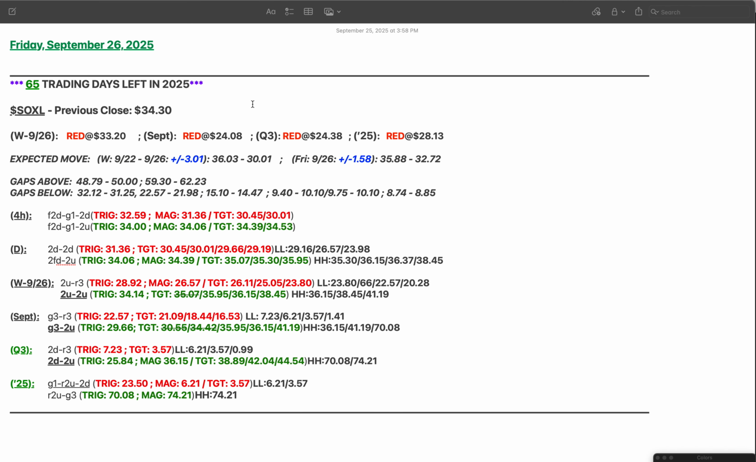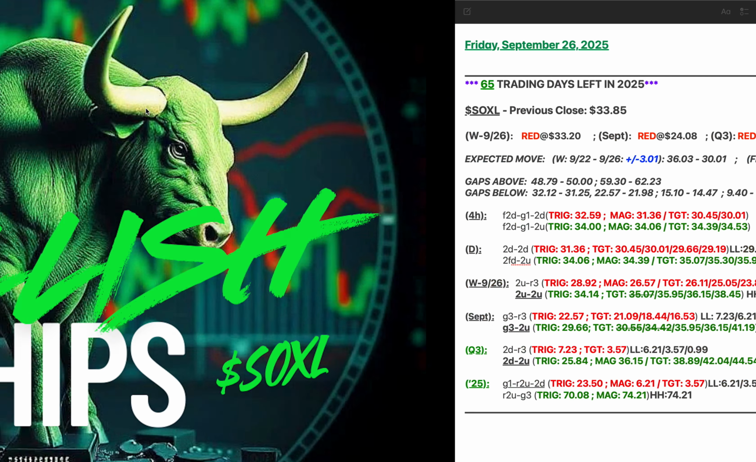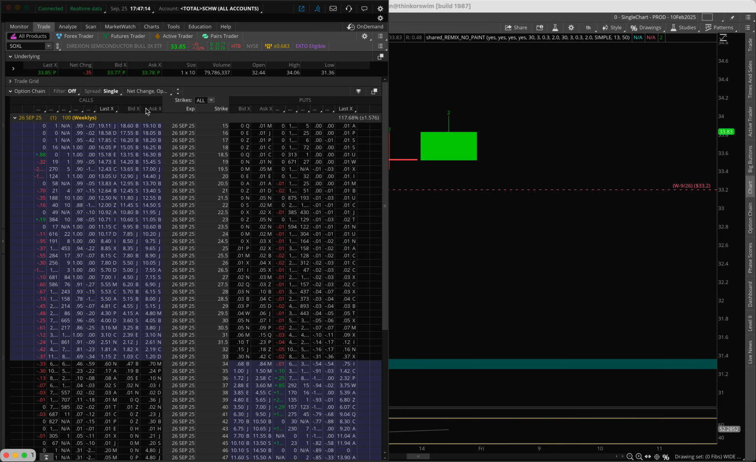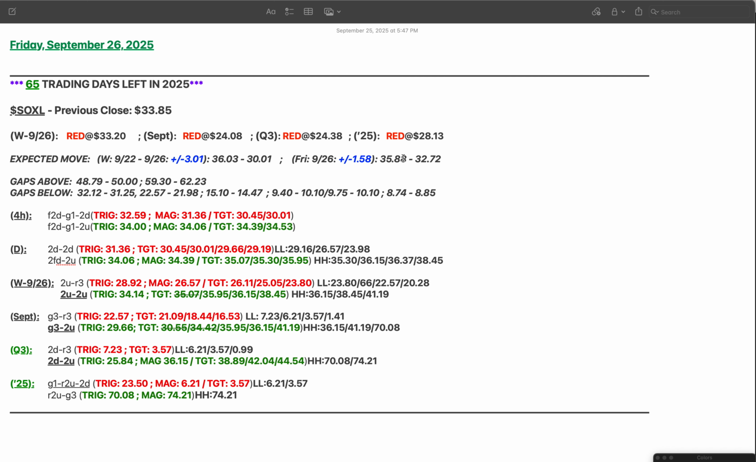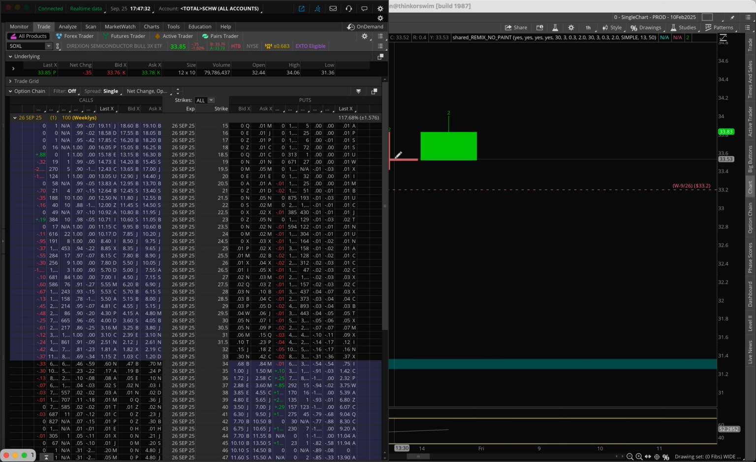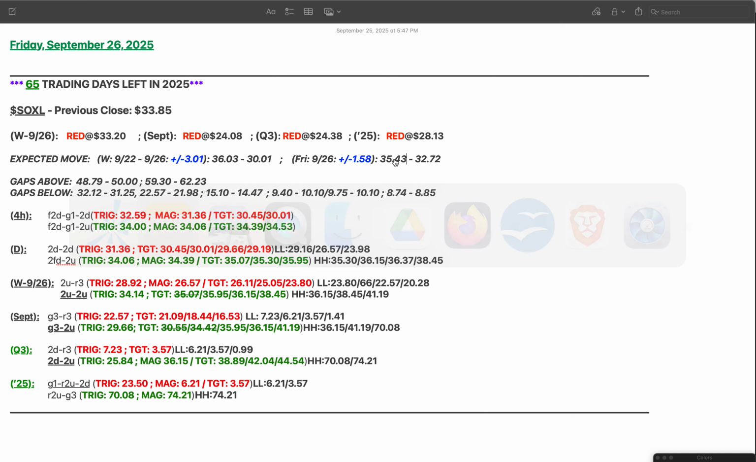Got to update this. So 33.85 was the close, right? And if we do 33.85 plus $1.58, it gives us 35.43. And if we do 33.85 minus 1.58, that's 32.27.